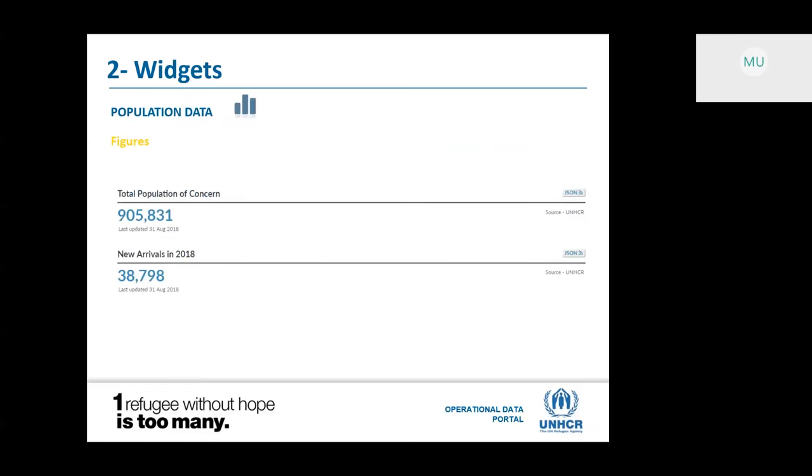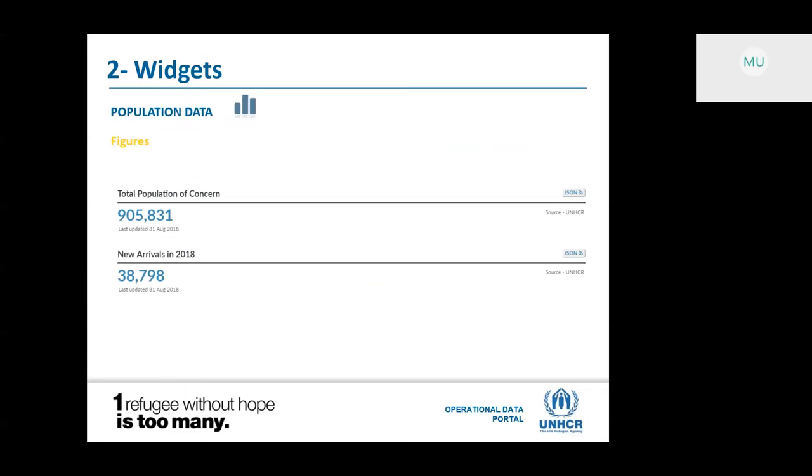Total population is displayed with one single figure per population group. In this picture, we see two population groups. One is total population of concern for a specific location. The other one is new arrivals in 2018 for that specific location. What is really important for us and for the users as well is to display not just the total population, but give some metadata about it. So the metadata in this screenshot is the date of the data. It was last updated at the end of August 2018. And the source of this data, which is mostly UNHCR or government on the portal.